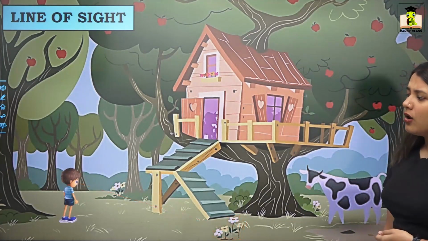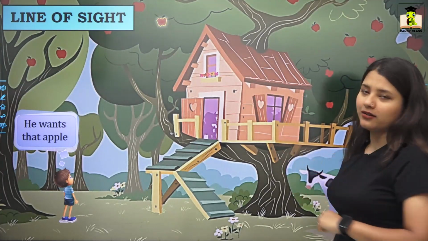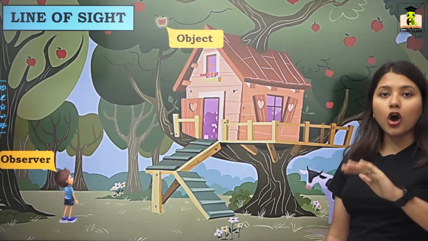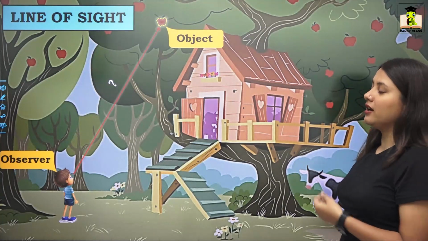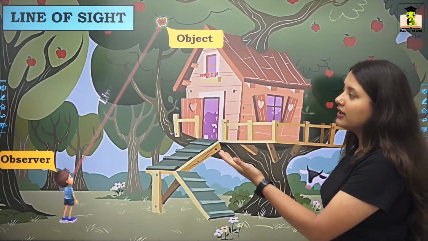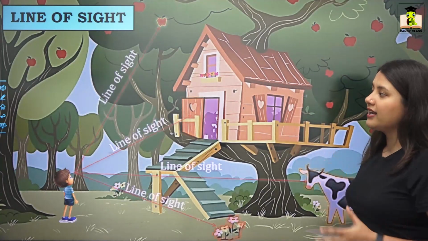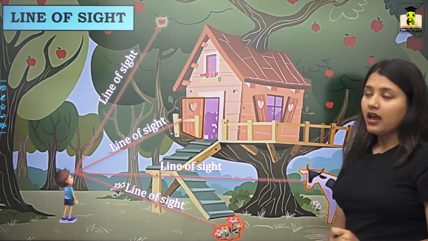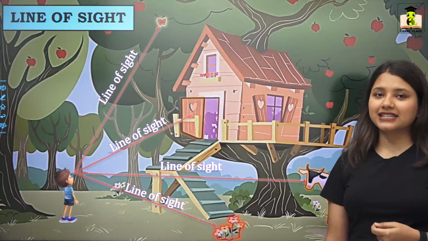Now, Rohan wants that apple on the tree. Which apple? That one. And in this case, the observer is Rohan and the object will be what? Apple. And the imaginary line between the observer and object is known as what? Line of sight. So you can see in all examples, the imaginary line between the observer's eye and the object is known as the line of sight. Is that clear?